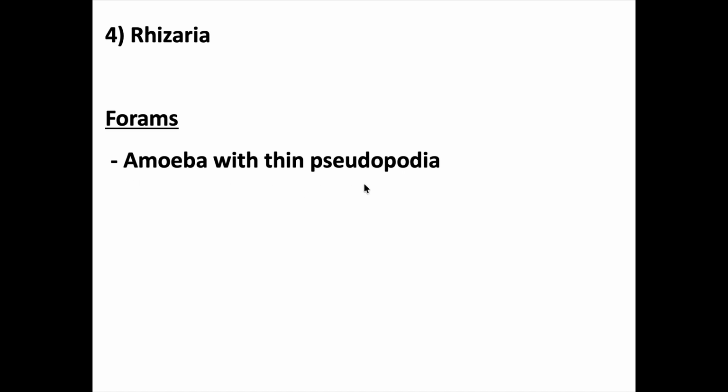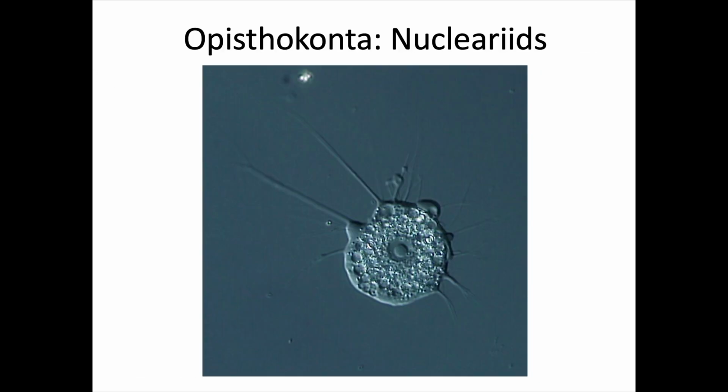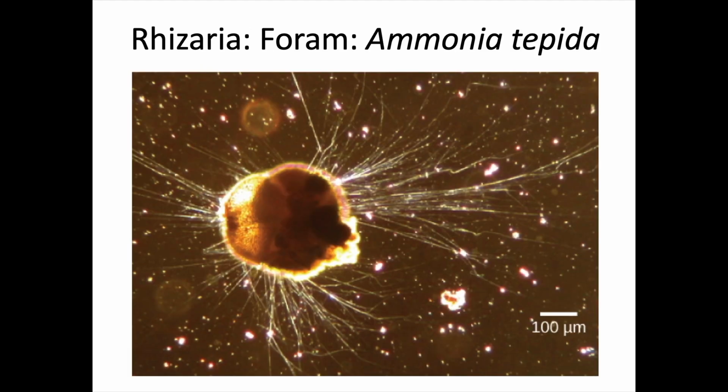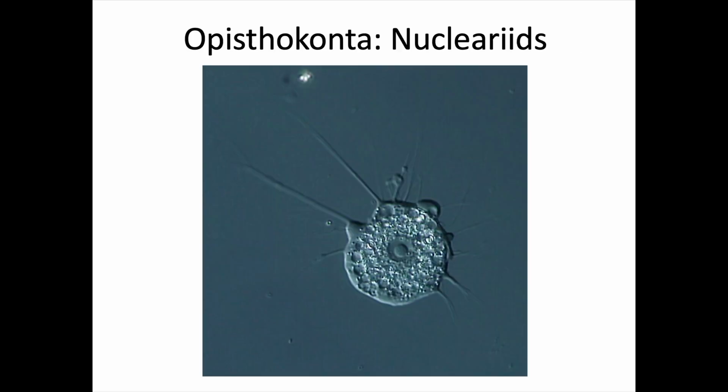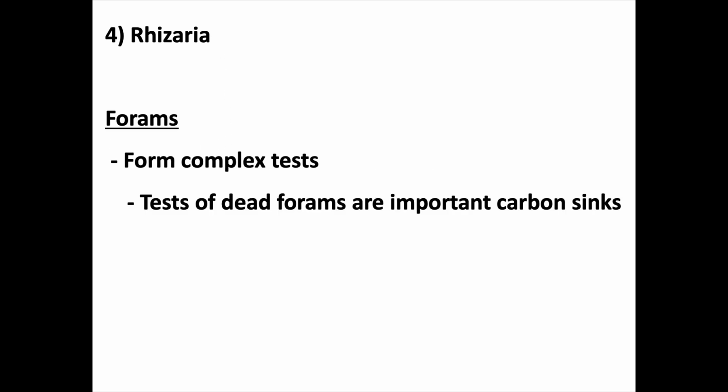Forams are amoeba with thin pseudopodia. Look familiar? Sound familiar? Our last group in the previous recorded lecture, nucleariids, were also amoeba with thin pseudopodia. This is an example of convergent evolution. We're going to see this a lot, as I keep saying. Different supergroups of eukarya just happen to have converged upon a similar body plan. So yeah, forams are rhizarians. They're amoeba with thin pseudopodia.